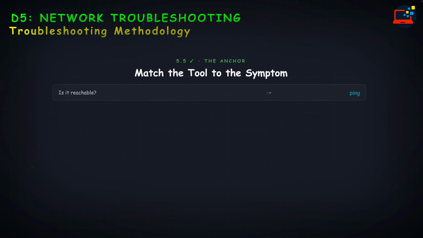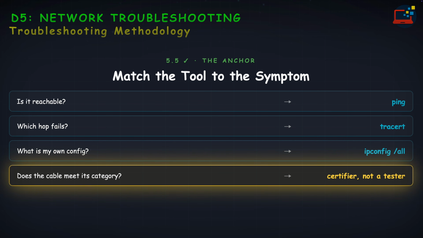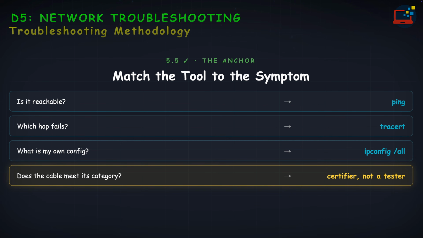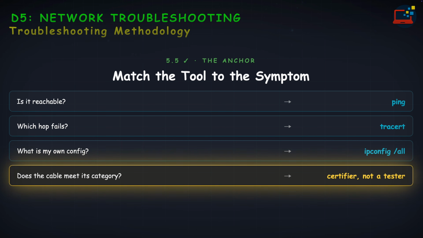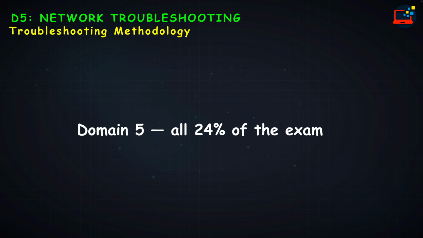That wraps 5.5. The anchor here is matching the tool to the symptom. Ping to test reachability, tracert to find the failing hop, ipconfig/all to read your own configuration, and a certifier, not a tester, when you need to prove a cable meets its category. That's domain 5, all 24% of it.